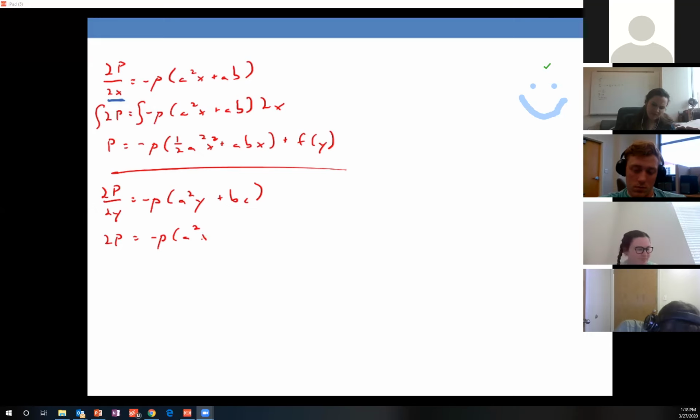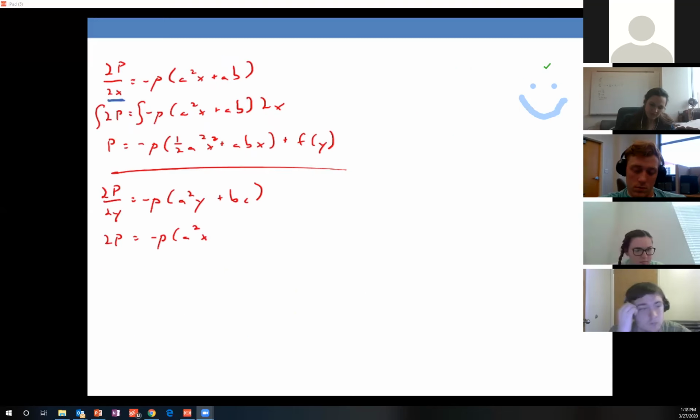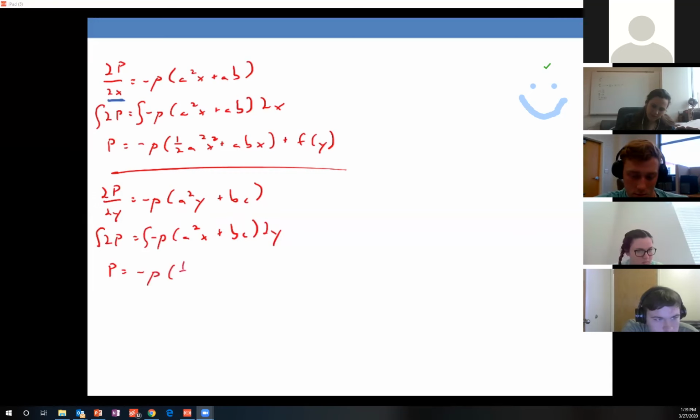It was negative a squared x plus bc, plus bc times dy, and the integral is pretty similar to the one we just did, so it's negative rho 1/2. Actually, wait a second. That should be y. There we go. 1/2 a squared y plus bcy plus f of x.